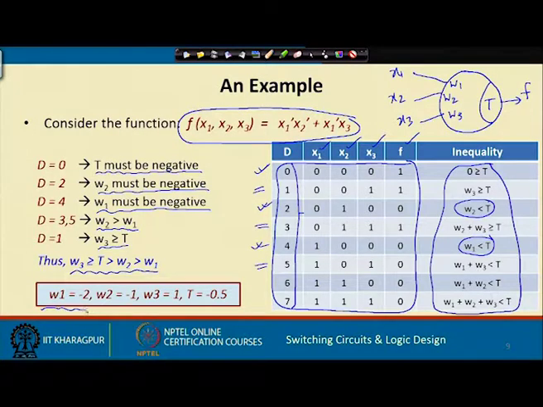One possible choice I am showing here; there are infinite possible solutions. One solution is W1 is minus 2, W2 is minus 1, W3 is plus 1 and T is minus 0.5. You see all these conditions are satisfied: W3 greater than or equal to T, T greater than or equal to W2, W2 greater than or equal to W1. So this is how, given a truth table, if it is a threshold function, you can deduce the values of the weights and the threshold.